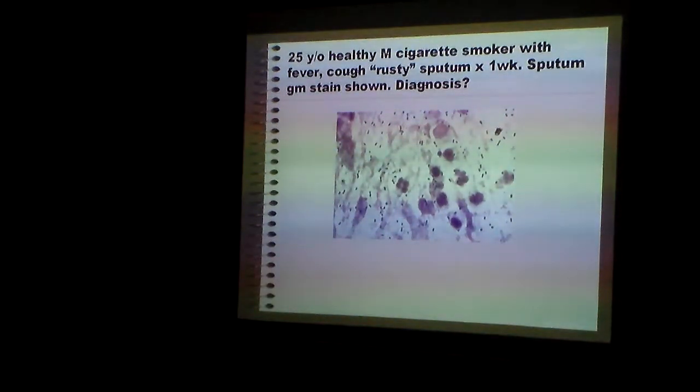All right. Who do I pick on? Juanesta. A 25-year-old male cigarette smoker with fever, rusty sputum, with sputum gram stain shown. Diagnosis, C. Gram positive.